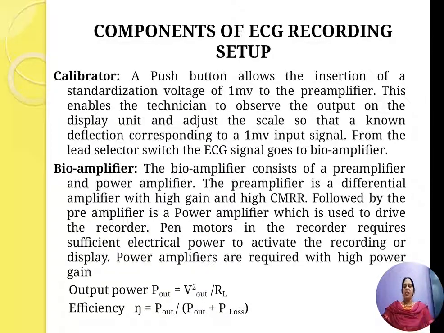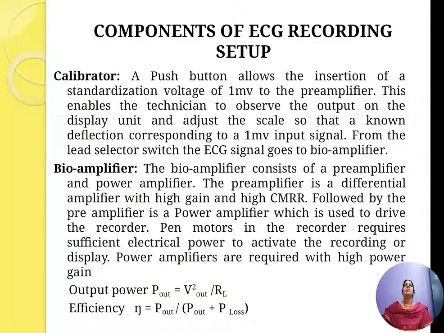The next stage is your bioamplifier. The bioamplifier consists of a preamplifier and a power amplifier. The preamplifier is a differential amplifier which has very high gain and CMRR. Followed by the preamplifier is a power amplifier which is used to drive your recorder.